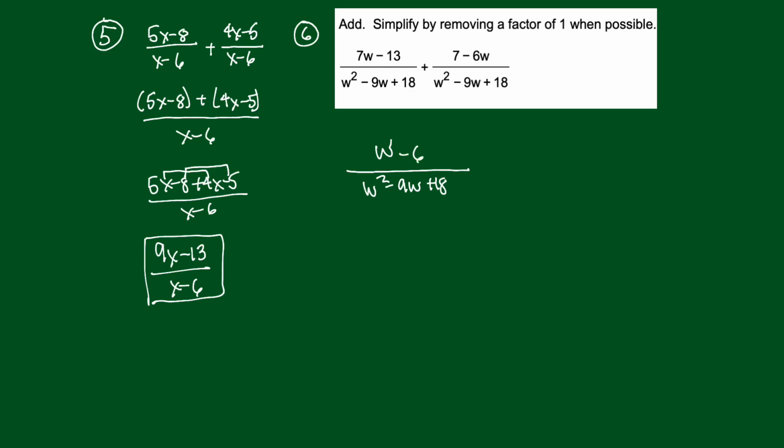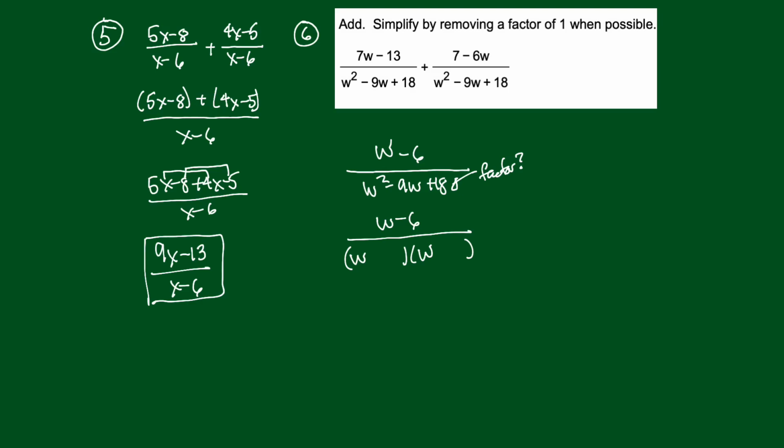Okay, now let's see if we can reduce it. So you wonder, is this one going to factor? So let's try it. We'll get w minus 6 over, right, our two parentheses. Now how about for w squared, w and w. Now here's what I'm going to try. I'm hoping it factors and then cancels.